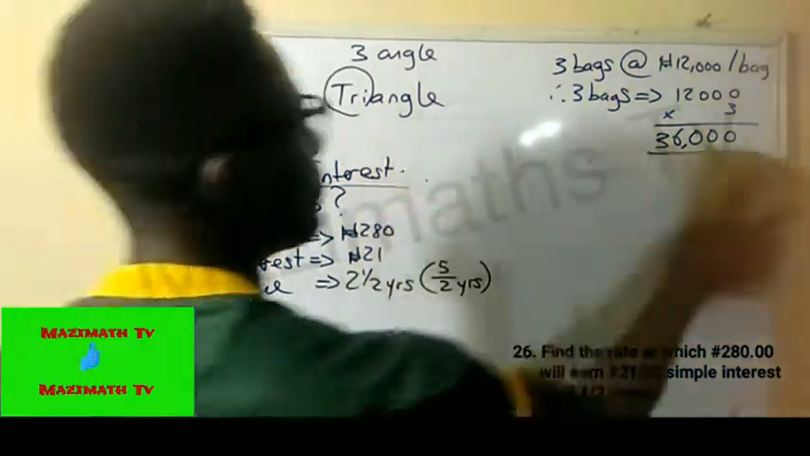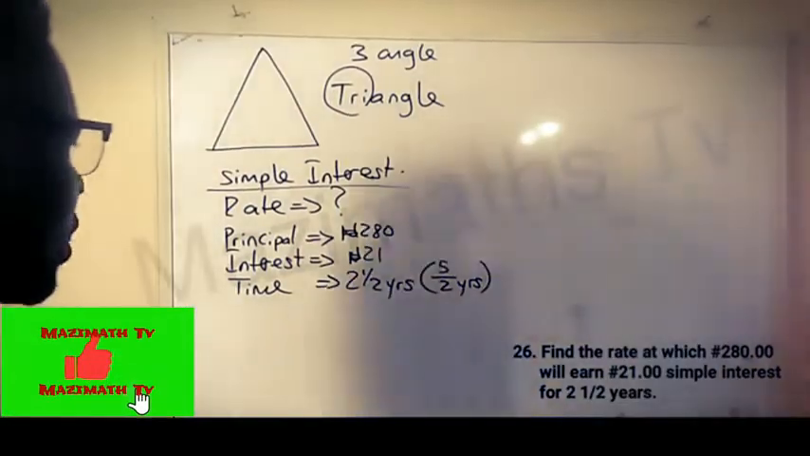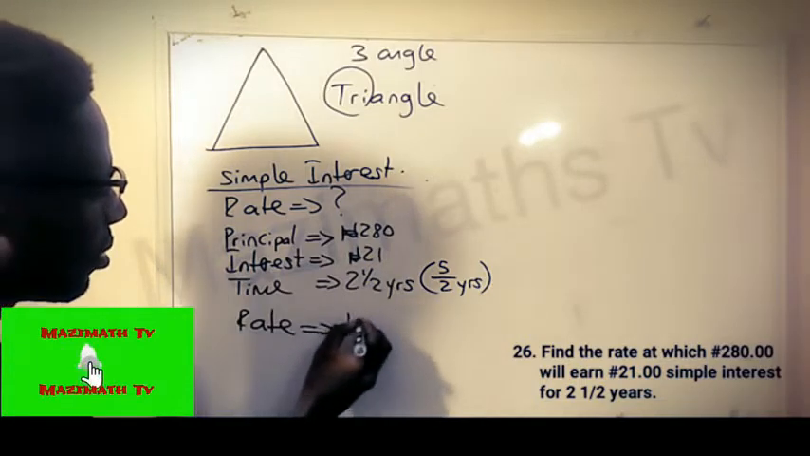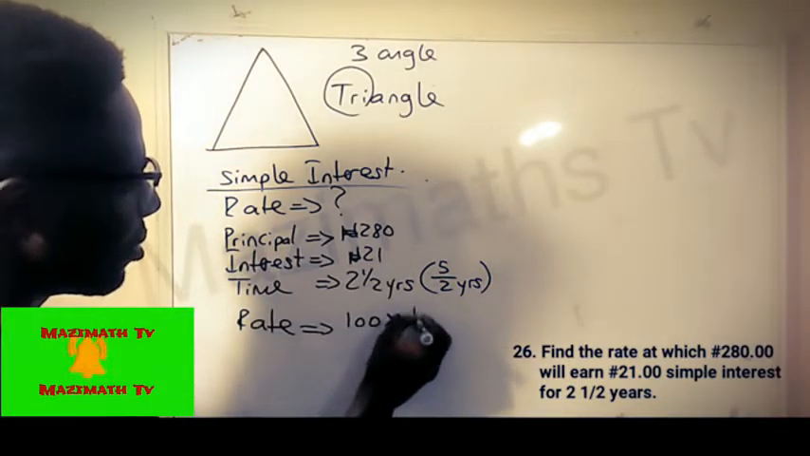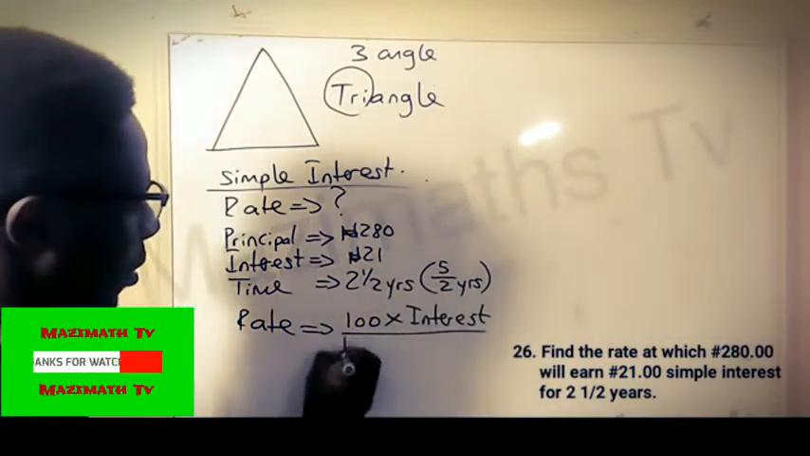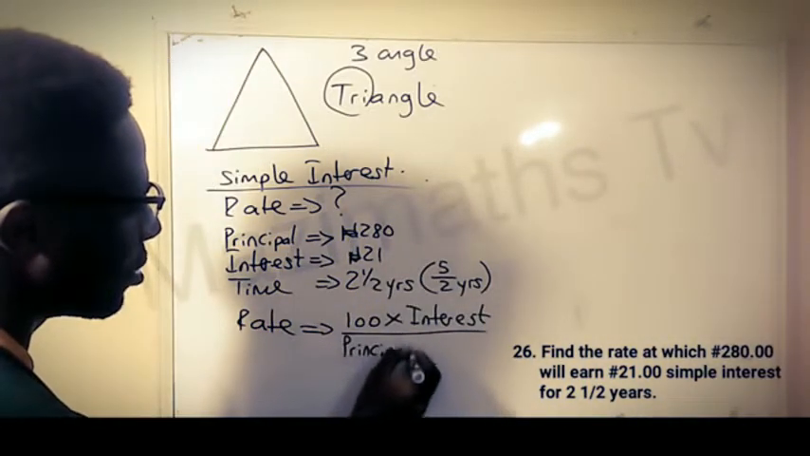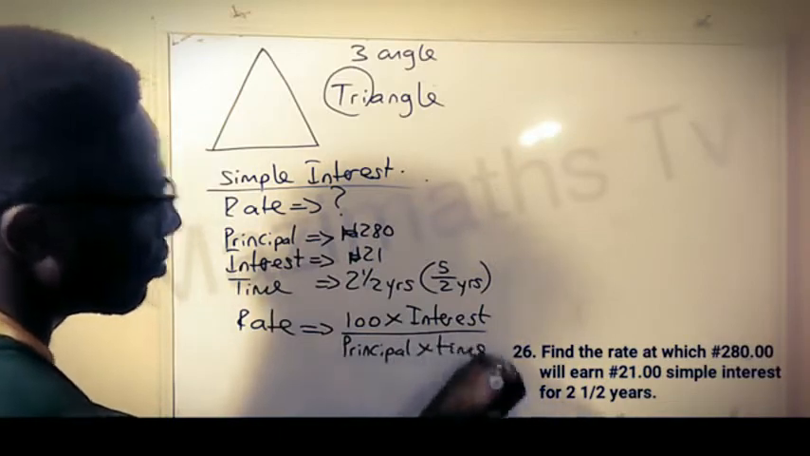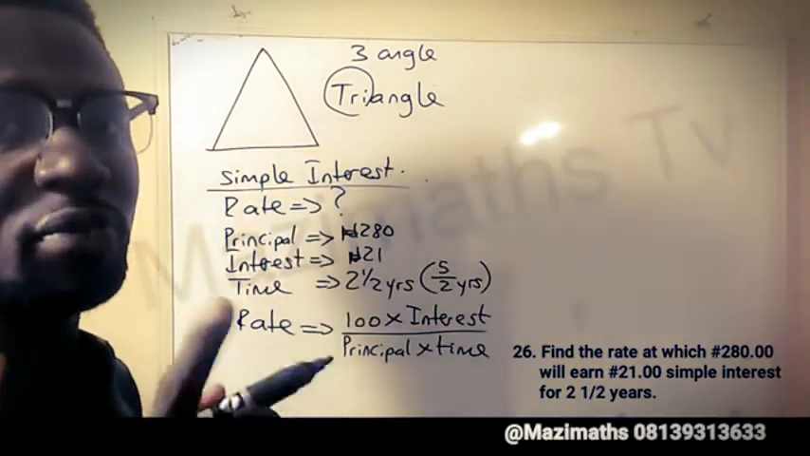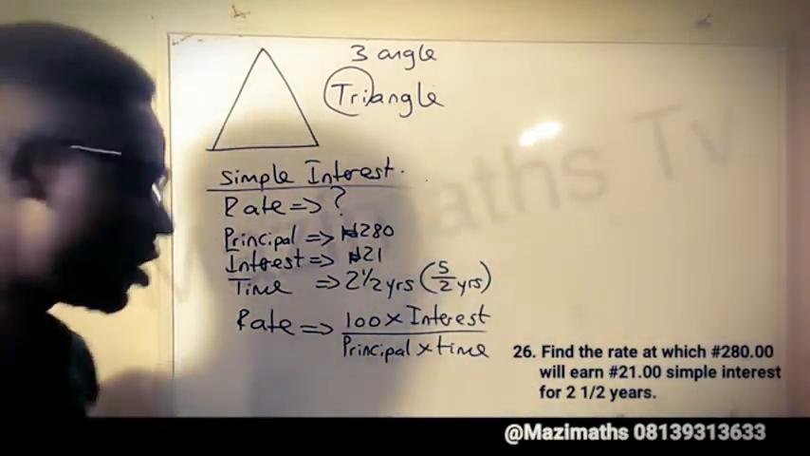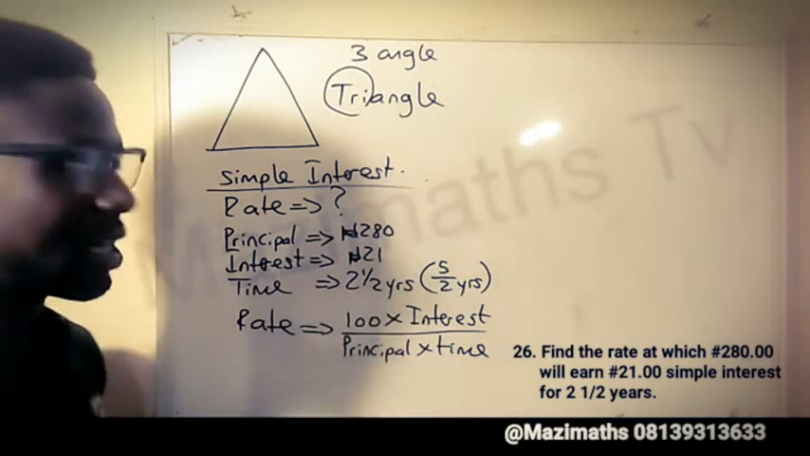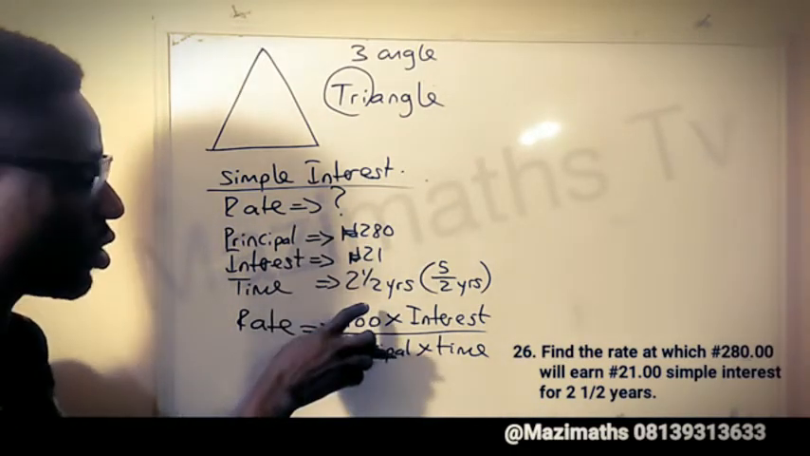Okay. You are looking for rates. So the formula for finding rates is simply 100 times interest over principal times time. That is the formula for finding rates. If it is simple interest you want to find, that is principal times rate times time over 100. So if you are looking for rates, that would be 100 times interest over principal times time. This 100, that is the percentage. Okay, are you getting it?